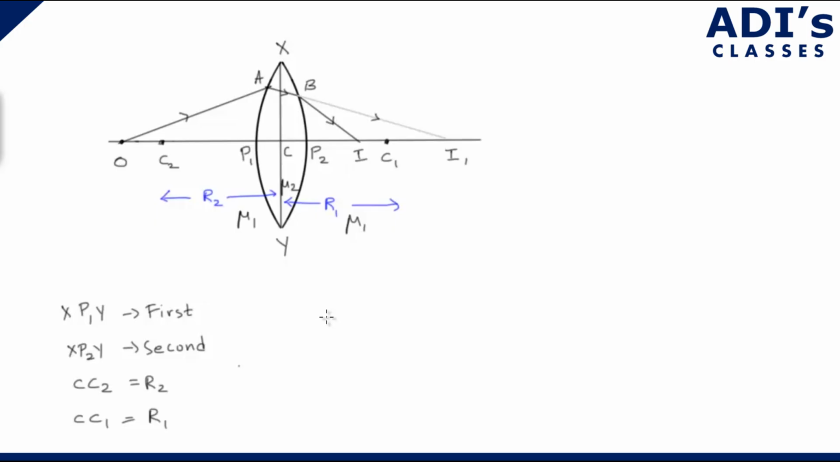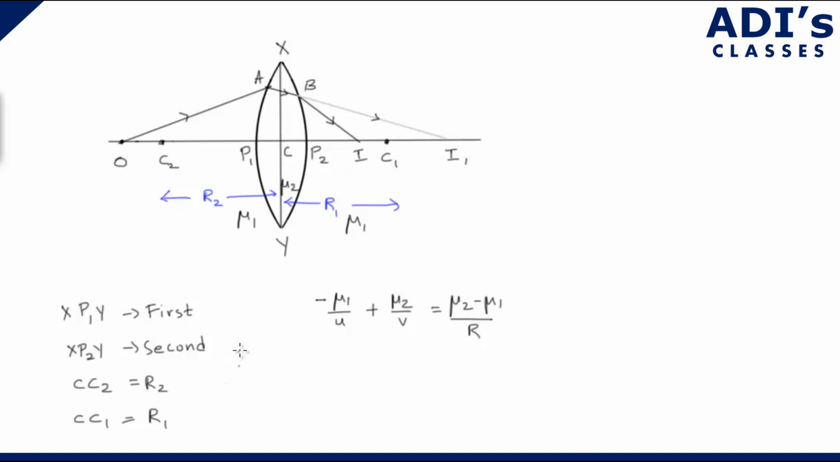Okay, now first important thing is, remember in the previous video you did refraction through a spherical surface. Now what was the formula for that? That was minus mu1 divided by u plus mu2 divided by v is equal to mu2 minus mu1 divided by R. Correct? So this was the formula for refraction through any spherical surface. So we are going to do the same for two surfaces, that is XP1Y and XP2Y. Okay, now we'll go with the first one.